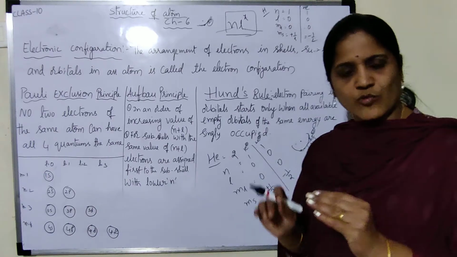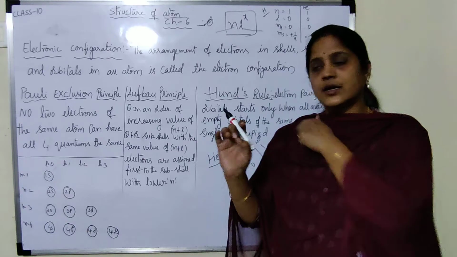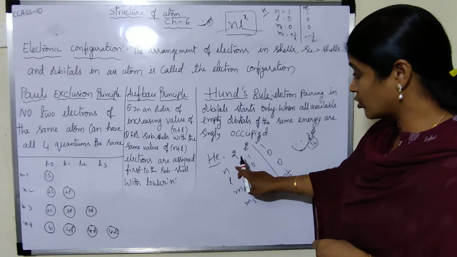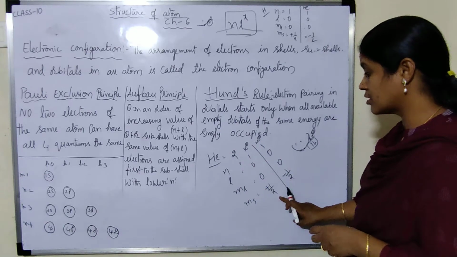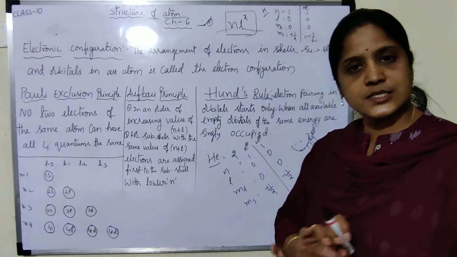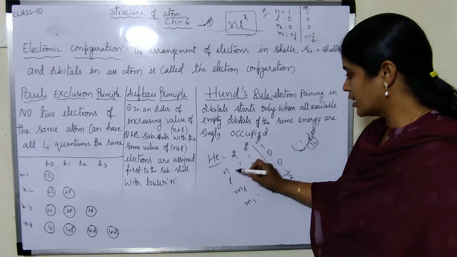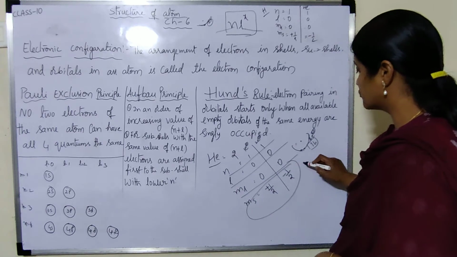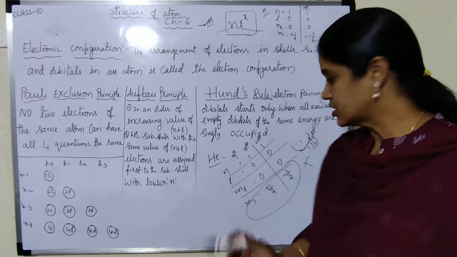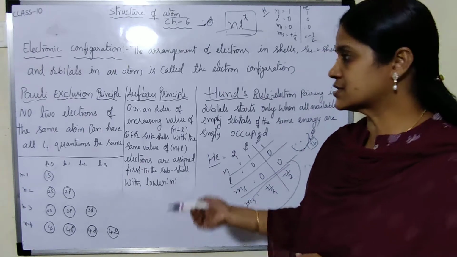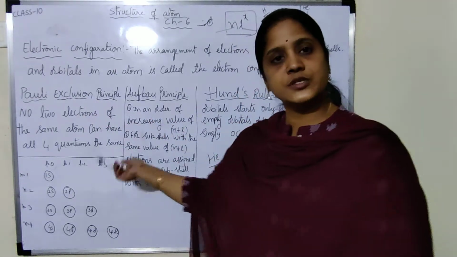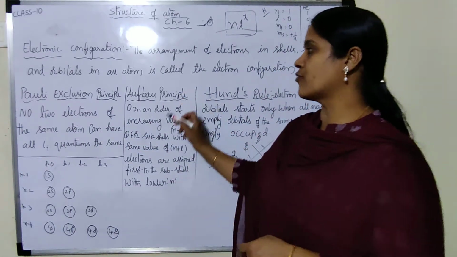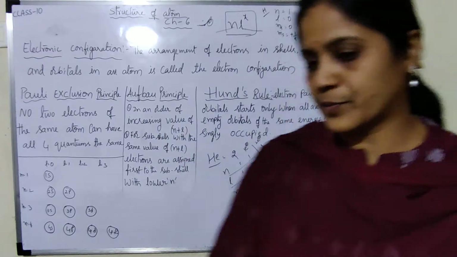So while you are filling the electrons in the main shells, subshells and orbitals, no two electrons will have the same four quantum numbers. Here the n value is the same, the L value is the same, the Ml value is the same, but the spin values will be different. So this is Pauli's exclusion principle. You can take any atom and you will get this. Next, the Aufbau principle. What is the Aufbau principle?